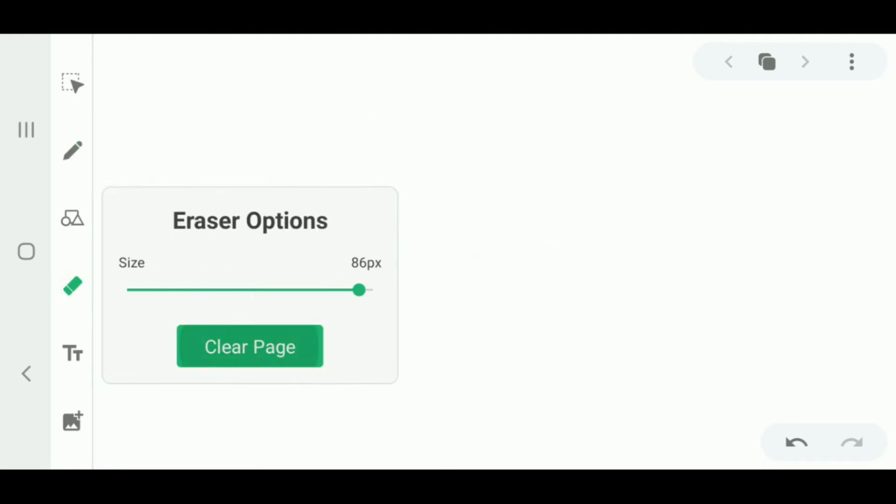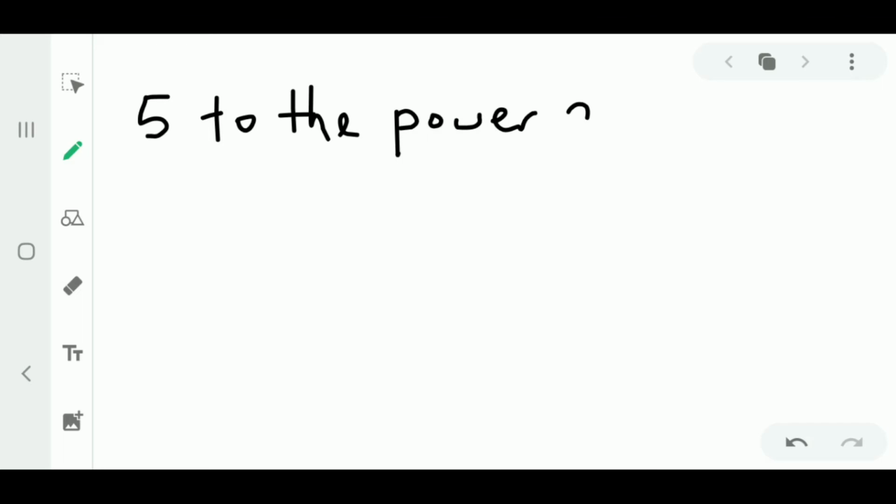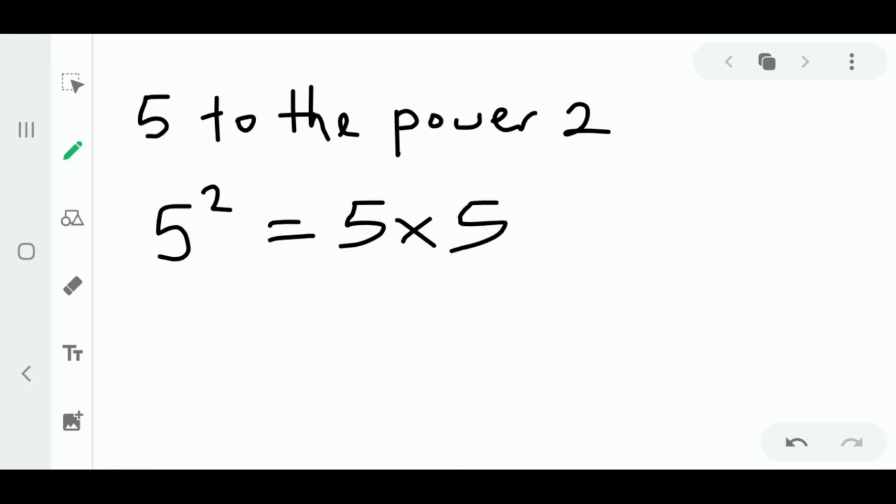So another thing to ensure that you know, if you have a number 5 to the power 2, this is basically saying 5 squared. This is saying 5 times 5. And 5 times 5 is 25.